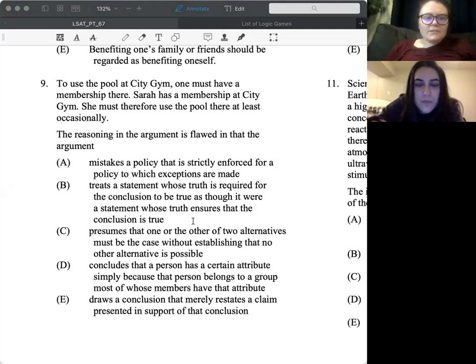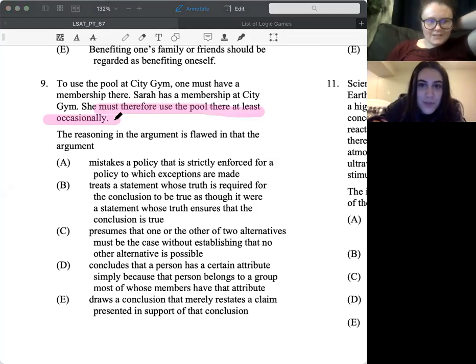All right, so what is our conclusion? She must therefore use the pool there at least occasionally. And what is our reasoning for that? That just because she has a membership at this gym. Yeah, is that sufficient? Okay, no.